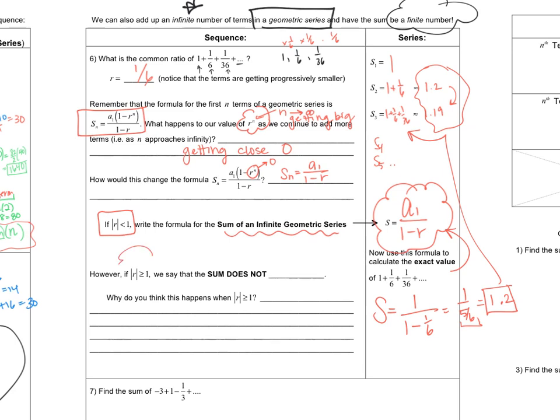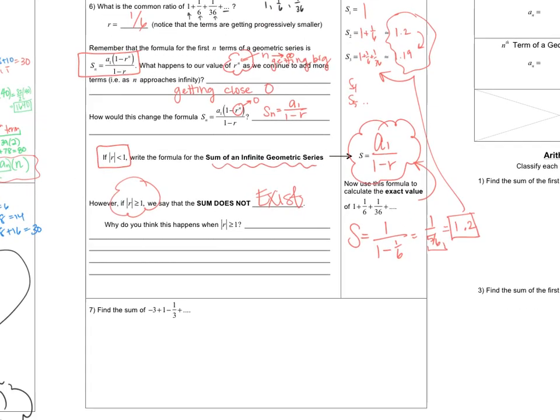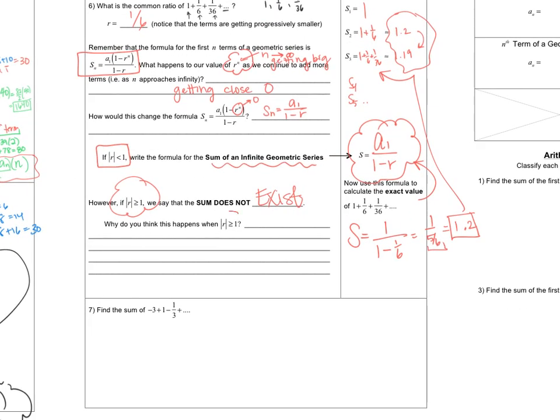Now, if our r is greater than 1, we say the sum does not exist. And you should think about why that happens. Give you a minute to pause on that. But the reason why that can't happen is because you would keep getting bigger and bigger and bigger. R to the n would just get big, so going to infinity, not 0, so you can't find the sum. It just keeps getting bigger.